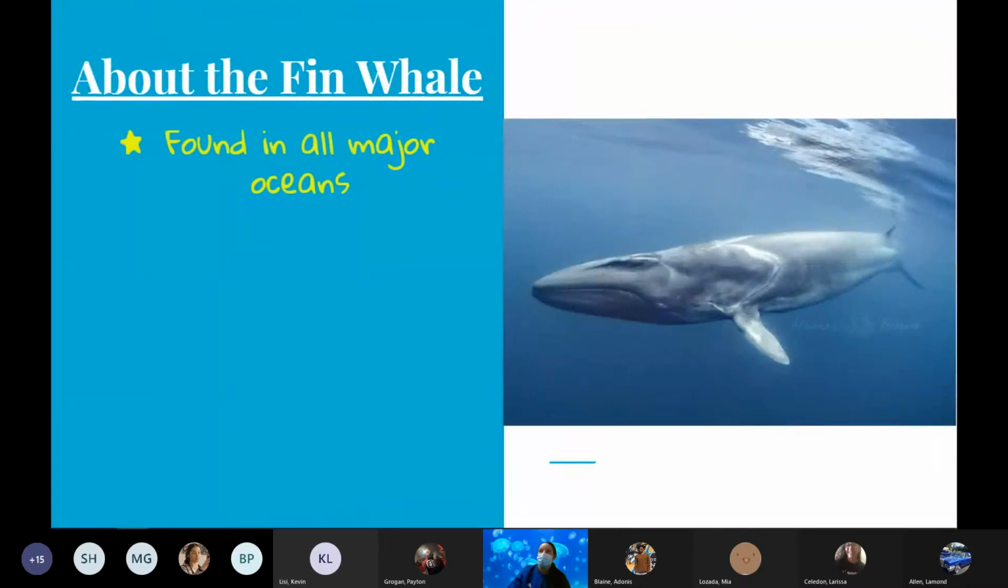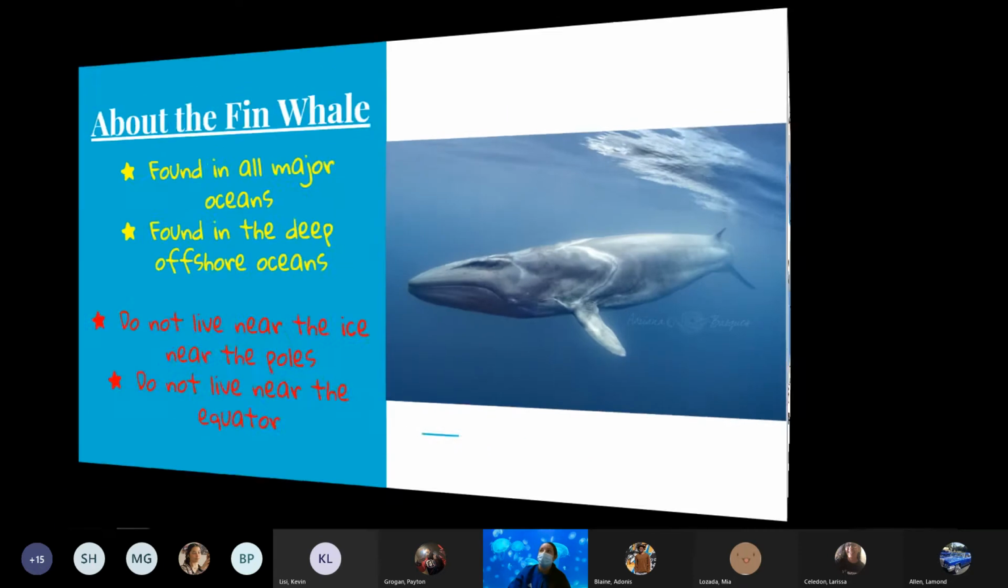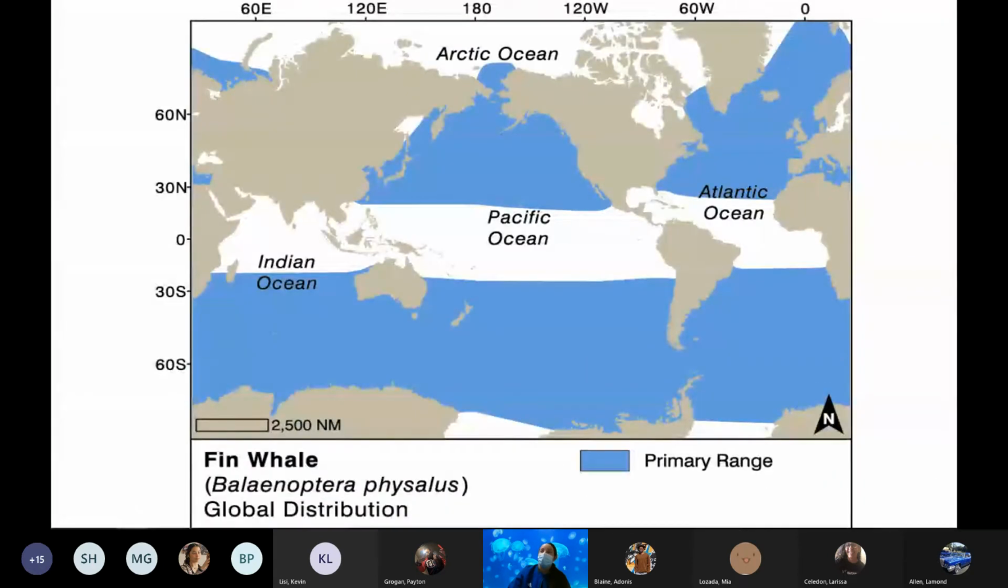So information about the fin whale, told you where they live. I explained this earlier. So live in all major oceans and in the deep offshore areas. They don't live near the poles and they don't live near the equator. This is a graphic from a research website about fin whales on where they live. And so the blue spots is where they're typically located.